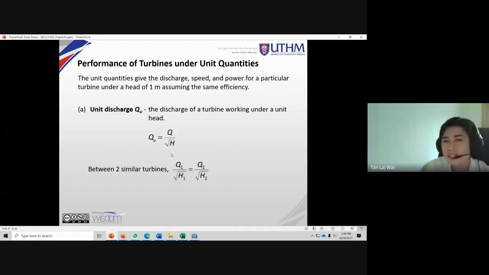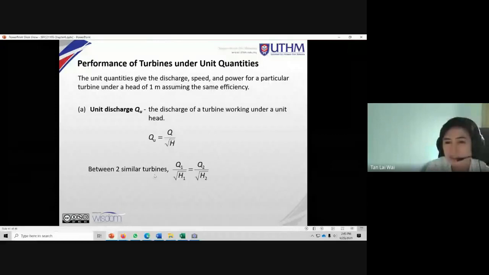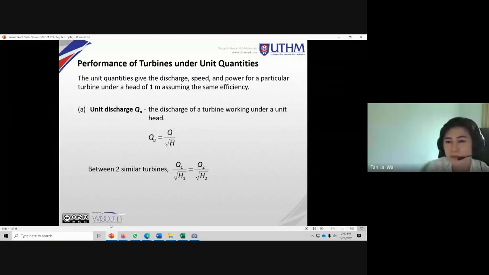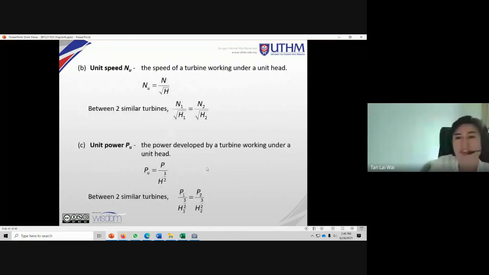Now, what similarity is this? You have unit discharge. The formula will be Q over square root H. Between two similar turbines, turbine 1 and turbine 2, you are going to write down your formula Q over square root H on the left and right, with subscripts representing turbine 1 and turbine 2. Similarly, you have unit discharge, unit speed, and unit power.